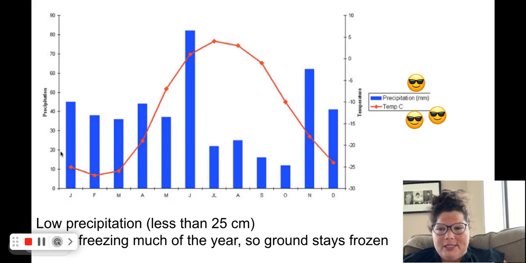You can see we're comparing precipitation and temperature to months. So this is January, February, March, April, May, June, July, August, September, October, November, December. So by comparing our temperature in those months to the amount of precipitation, we can understand what the biome is, we can understand the characteristics of that biome. This one here, for most of the year, if you notice, we are below 0 degrees Celsius. So for most of the year, we're freezing.